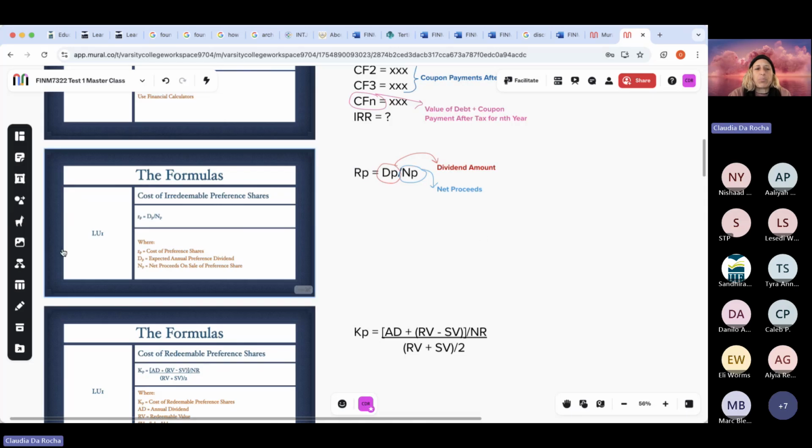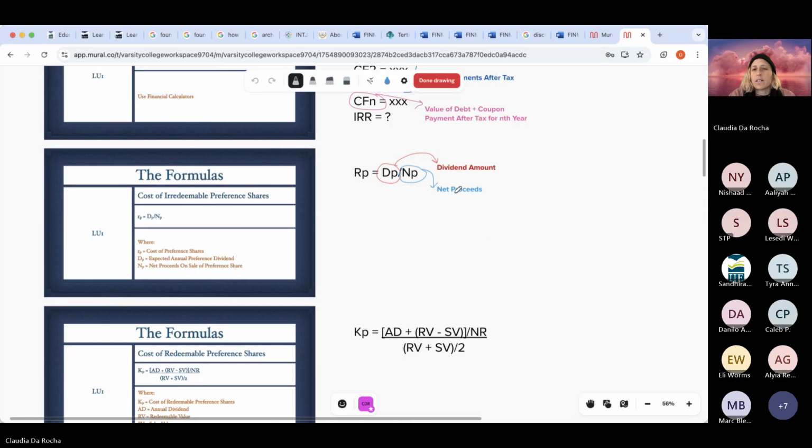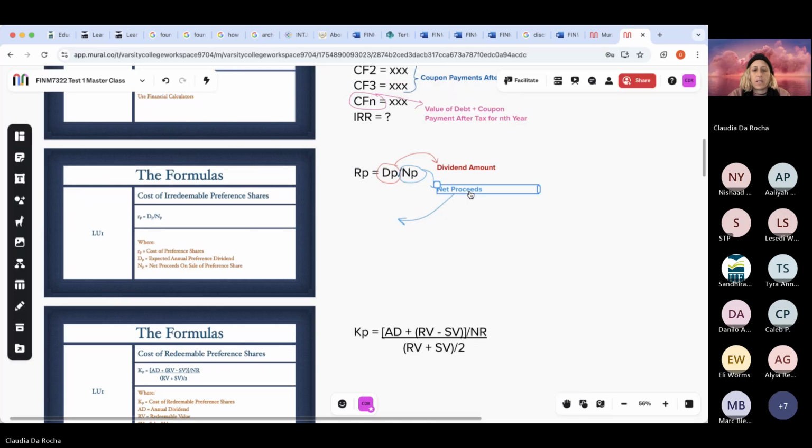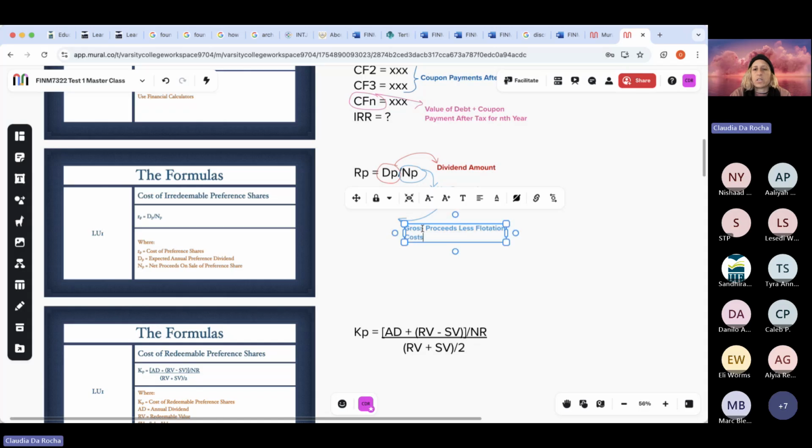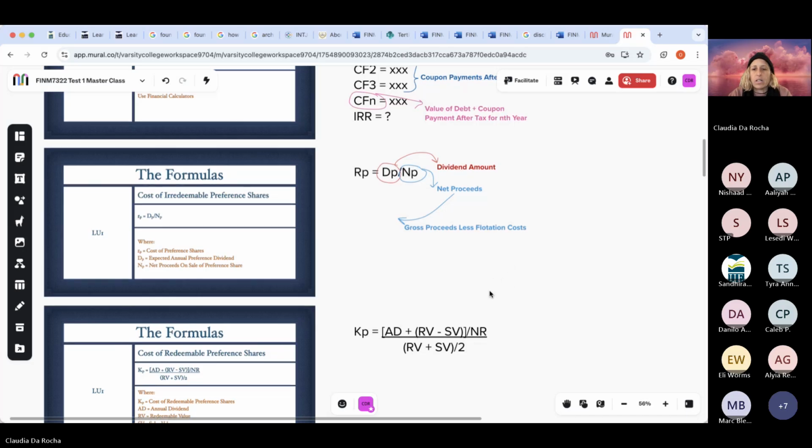Okay, when we're looking at net proceeds, it is your gross proceeds less your flotation costs. Okay, and when we talk about gross proceeds, we are talking about the price of what you'll get for the shares now. Normally it's the price you get for the shares now. All right.